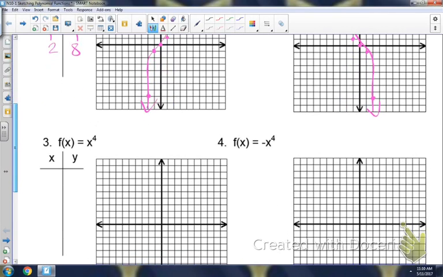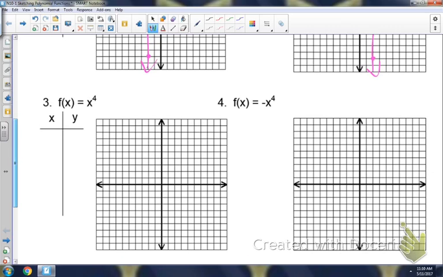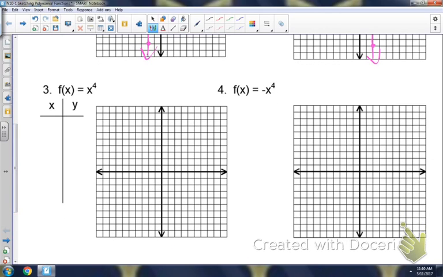Alright, so looking at number 3, we have f of x equals x to the 4th. So I'm going to plug in, we haven't looked at this before, this is a quartic graph. Okay, so the smallest number that I could plug in and raise it to the 4th and it be on the graph is -1. -1 to the 4th power would give us a +1. Anytime that exponent is an even power, you should end up with a positive answer because a negative times a negative is a positive.